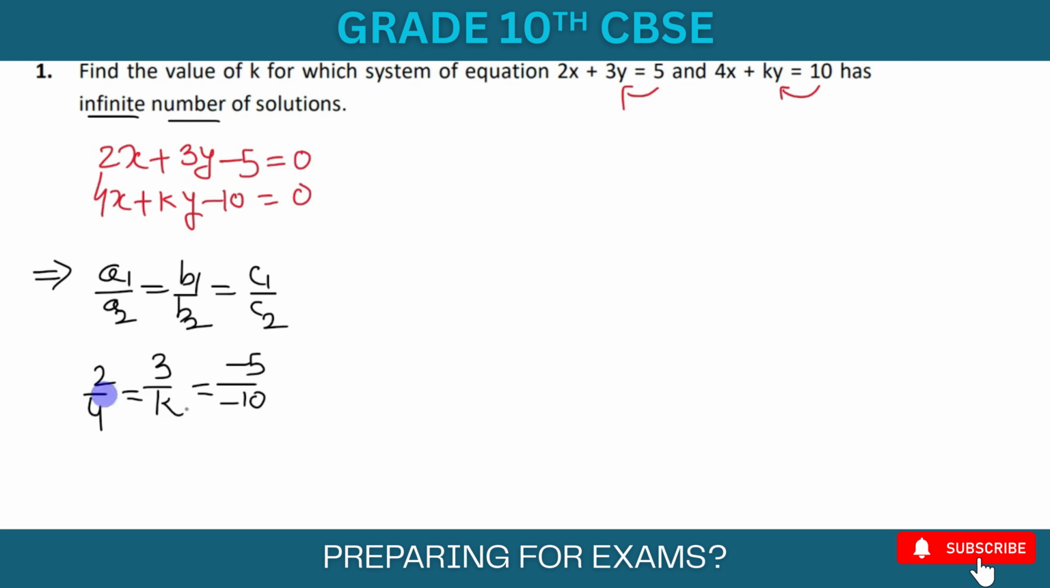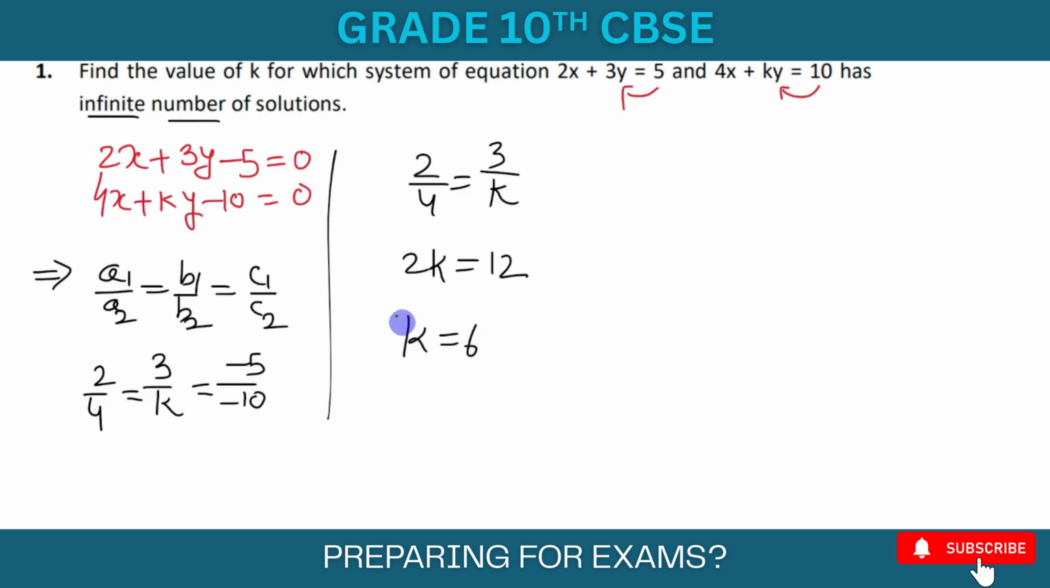And if we equate these, what can we do now? 2 over 4 is equal to 3 over k. Just do the cross multiplication. So 2k is equal to 12. So what k value will we get here? 6. That's all.